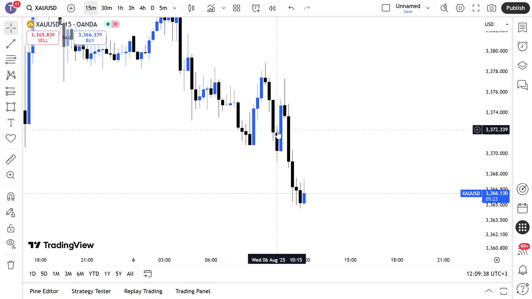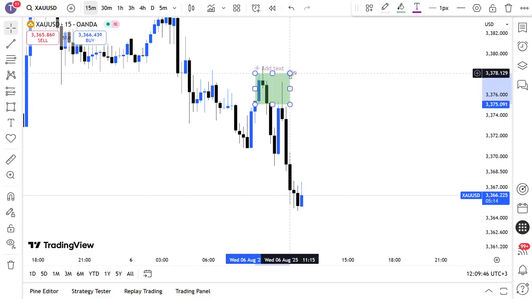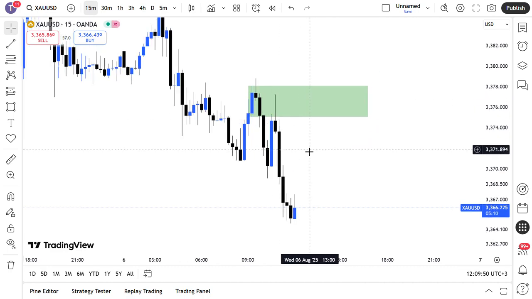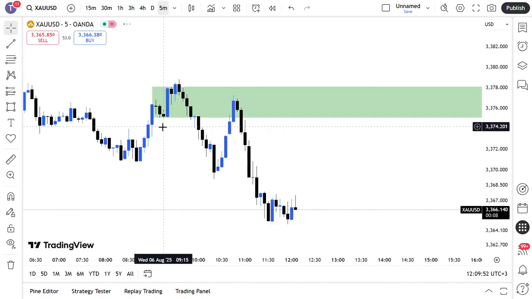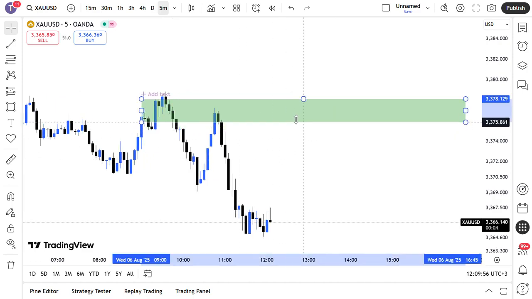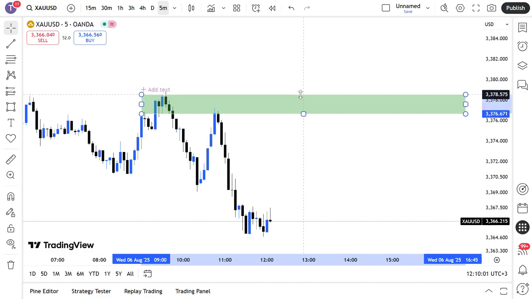After the move down, there is a break of structure, and we have this pullback to mitigate this order block. We have this last order block. So the market came back up to mitigate the order block. Let me look at the 5 minutes time frame so that we can refine the order block. The order block from the 5 minutes time frame is up here. That is the order block.